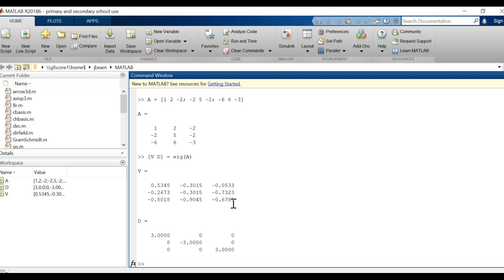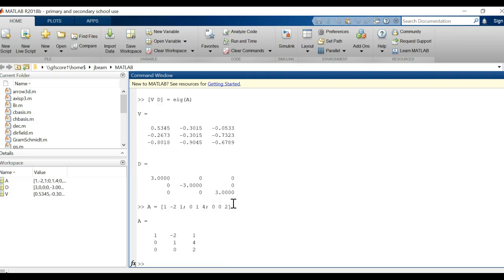All right, so let's take a look at number 5. You have A is [1, -2, 1; 0, 1, 4; 0, 0, 2]. Now this one's pretty easy to see what the eigenvalues are because they're going to be the 1, 1, and 2 going down the diagonal there.